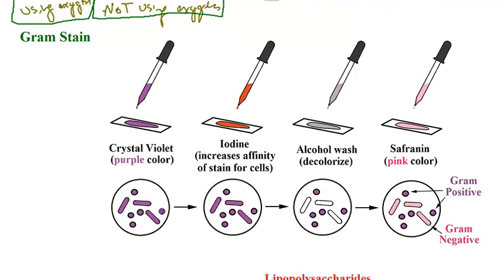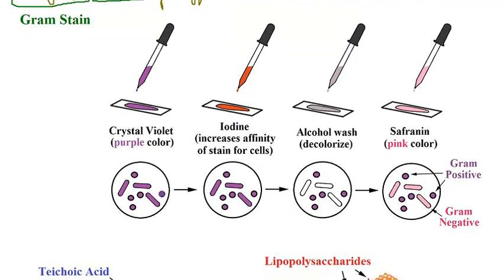Basically this stain was discovered in the 19th century, and it basically uses different compounds in order to stain the bacteria. The ones that are colored blue or purple, these are called gram positive bacteria, and the ones that are stained pink or red are called gram negative bacteria.